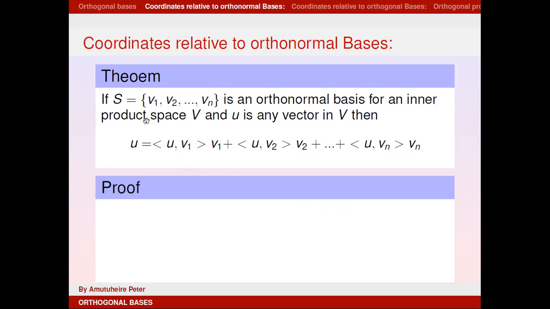Now, this theorem is telling us that if we have an orthonormal basis for an inner product space V, and U is any vector in V, then U can be written as this linear combination: the inner product of U and V1 times V1, plus the inner product of U and V2 times V2, and so on up to the inner product of U and Vn times Vn. So this theorem is telling us that if we have an orthonormal basis for an inner product space.